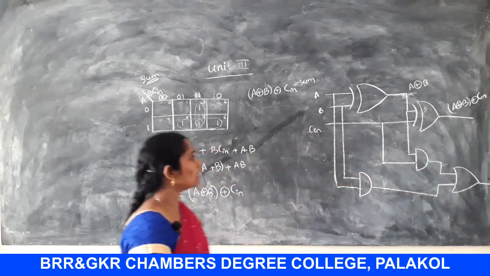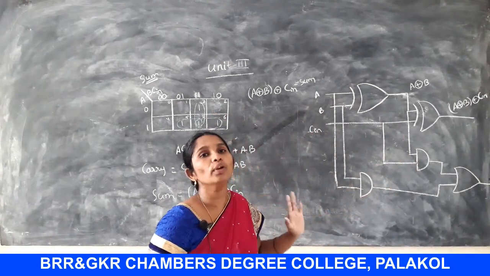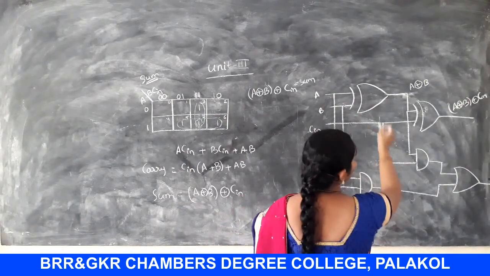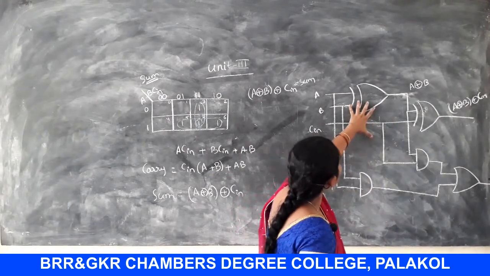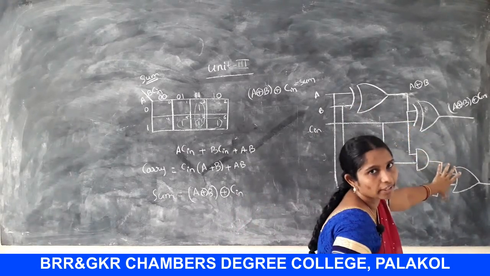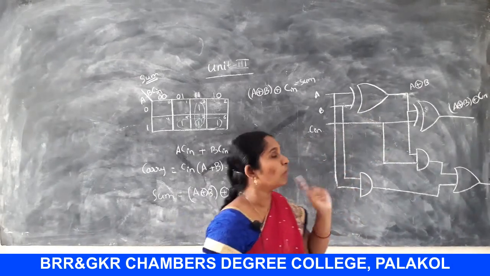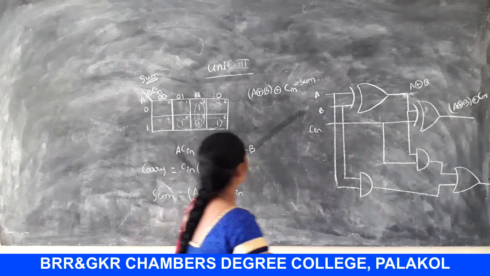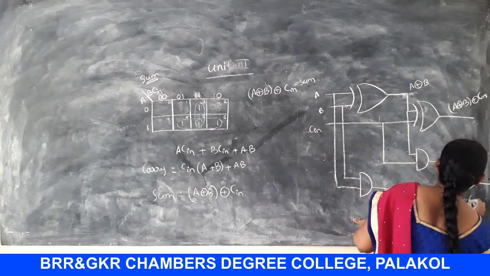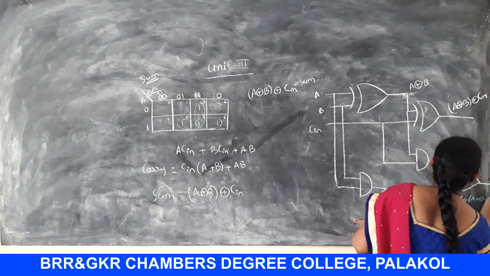Okay. So likewise you have to draw this. This is the circuit diagram for the full adder. Okay. So we have to observe these two gates. This is one type of half adder and this is another type of half adder. So that means by combining two half adders, we can form one full adder. Okay. So the sum expression is this, and the carry expression is Cin (A plus B) plus AB.